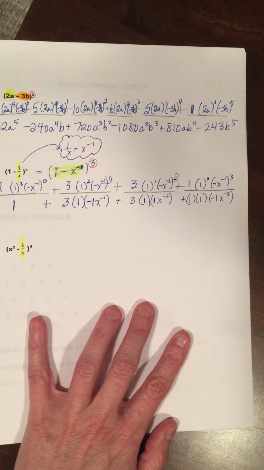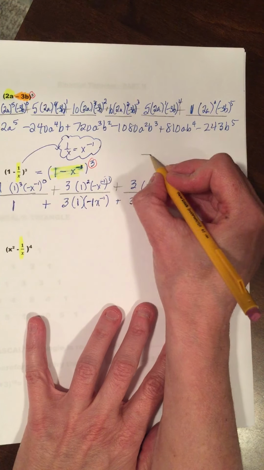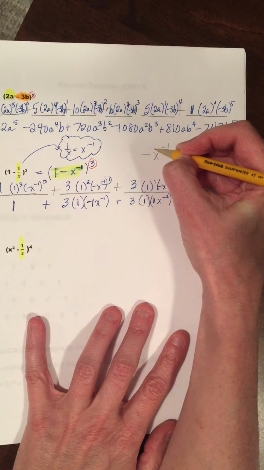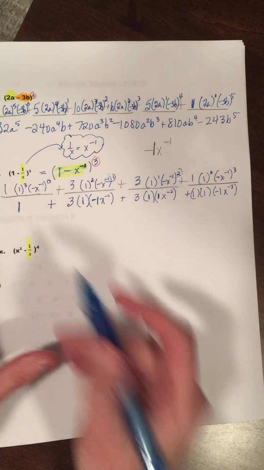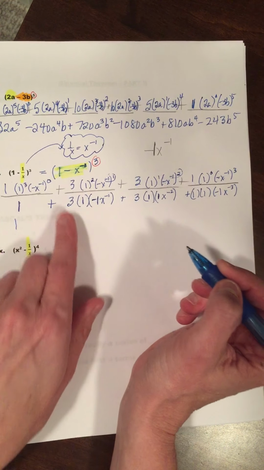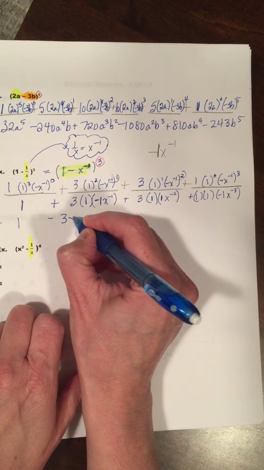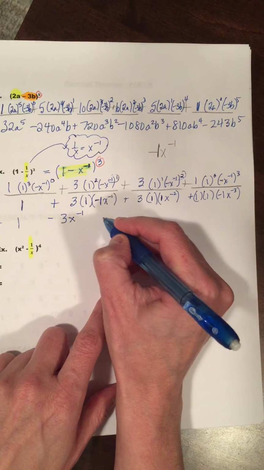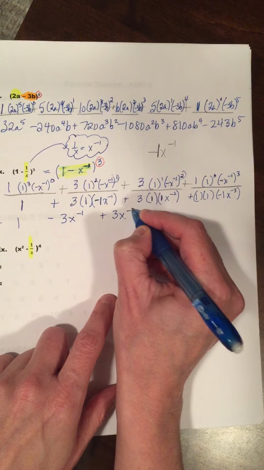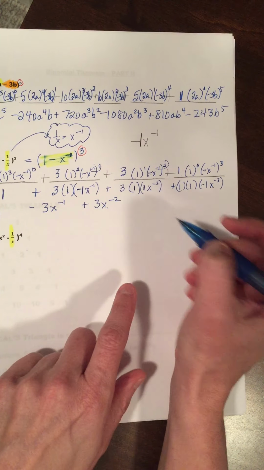You have to remember that in front of this, there's a 1. There's a negative 1 in front there. Okay, so 3 times 1 times negative 1, x to the negative 1. 3 times 1 times 1, x to the negative 2. 1 times negative 1.